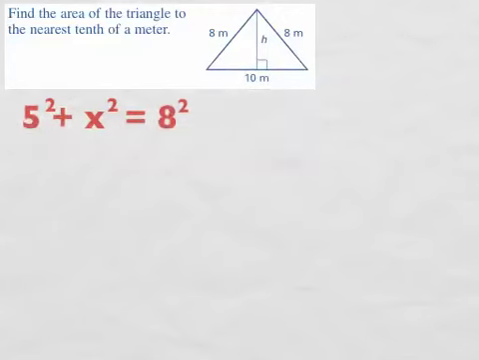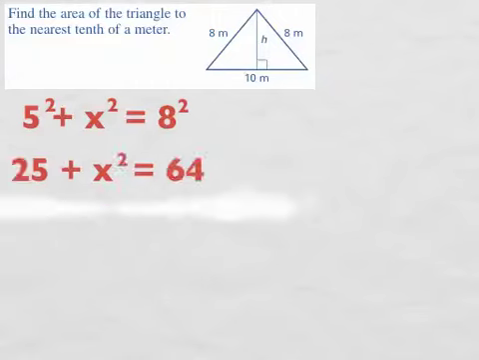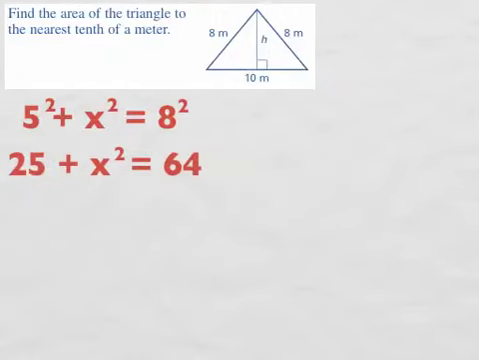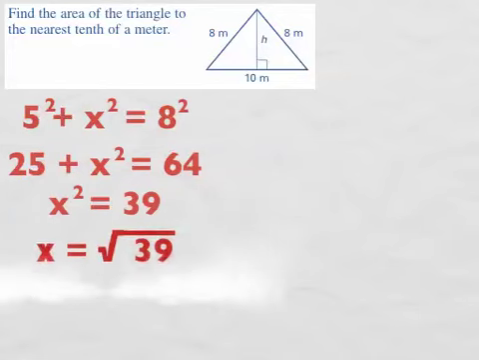So what I do is I plug in 5 squared plus x squared equals 8 squared. 5 squared is 25. 8 squared is 64. I need to subtract 25 from both sides to get x by itself. I get x squared equals 39. Take the square root of both sides, and you get x equals the square root of 39. Go ahead and leave it in radical form right now.